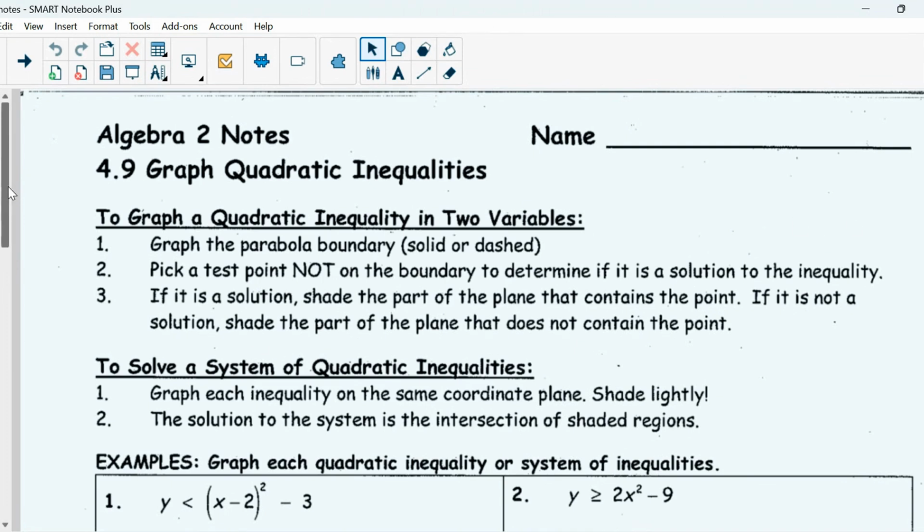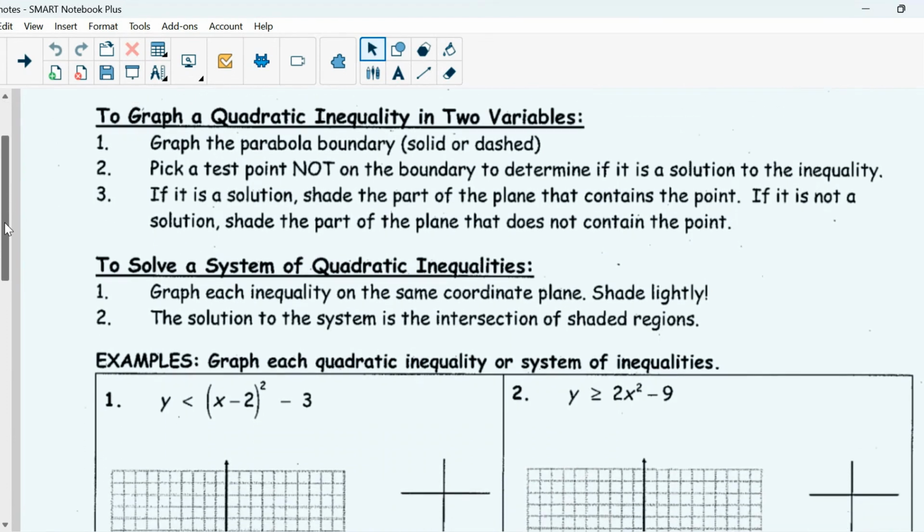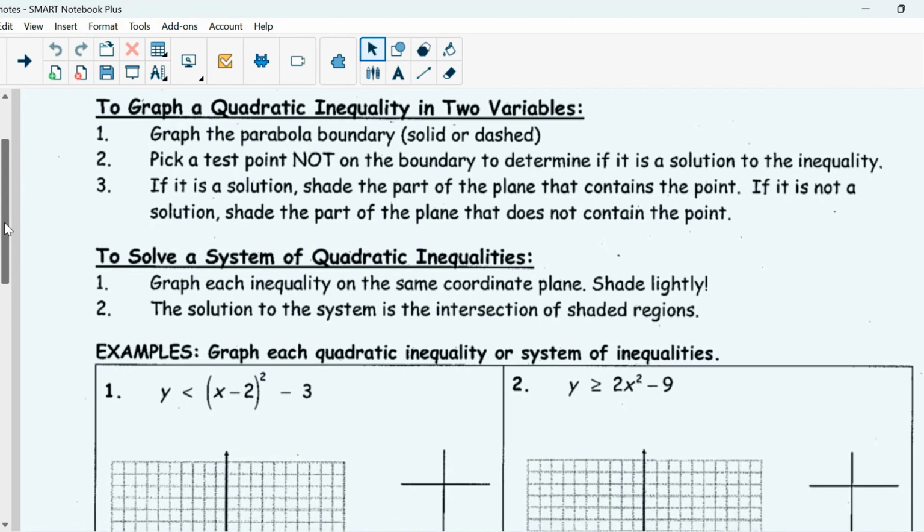So to graph a quadratic inequality, graph the parabola, okay? If it's less than or greater than, you have a dashed line. If it is less than or equal to or greater than or equal to, then you would use a solid line. You pick a point to test to determine which way you would shade within your quadratic. Shade the side that includes the solution.